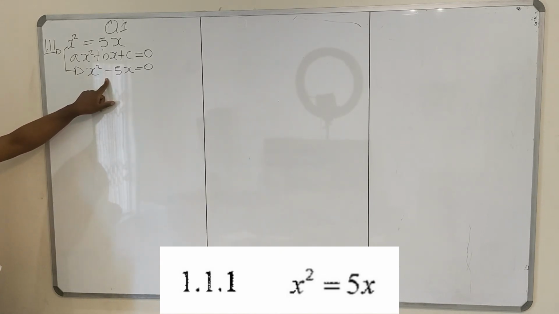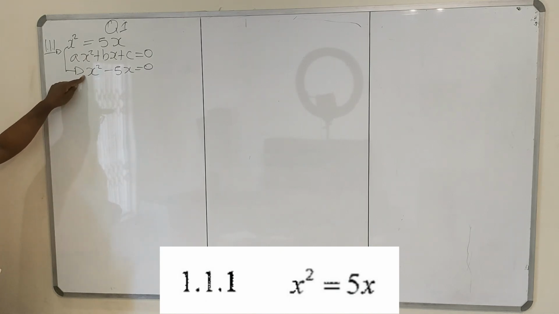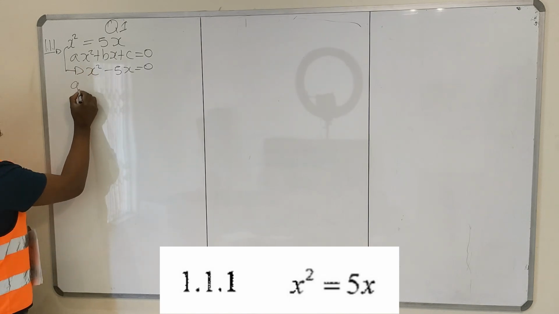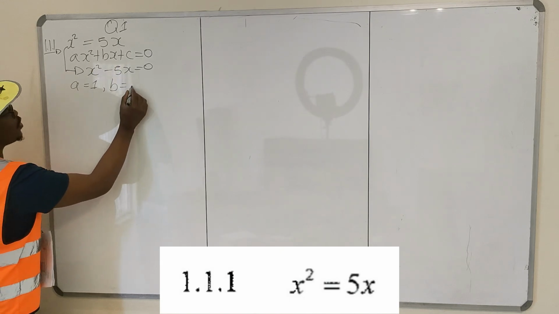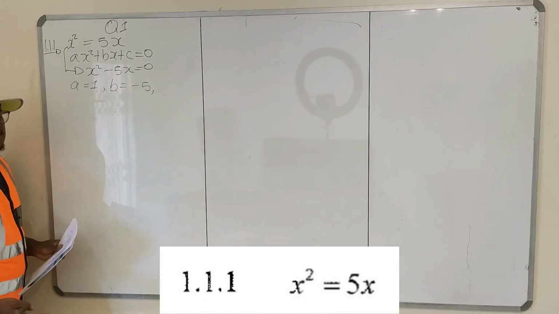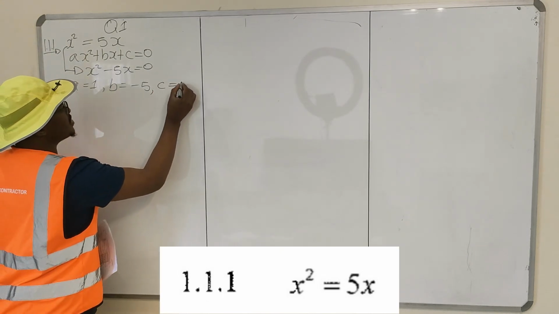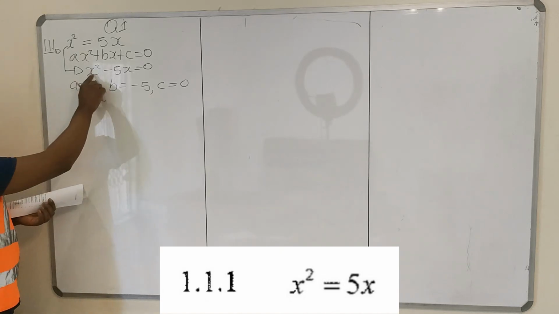We all know this part. From this point, you factorize, or if you don't like factorizing, you can use the quadratic formula. So your a is equal to 1. Your b, the part in front of x, is equal to minus 5. And your c is not here, which means your c is 0. Then you can use the quadratic formula if you can, but I don't like it. So I will factorize this.